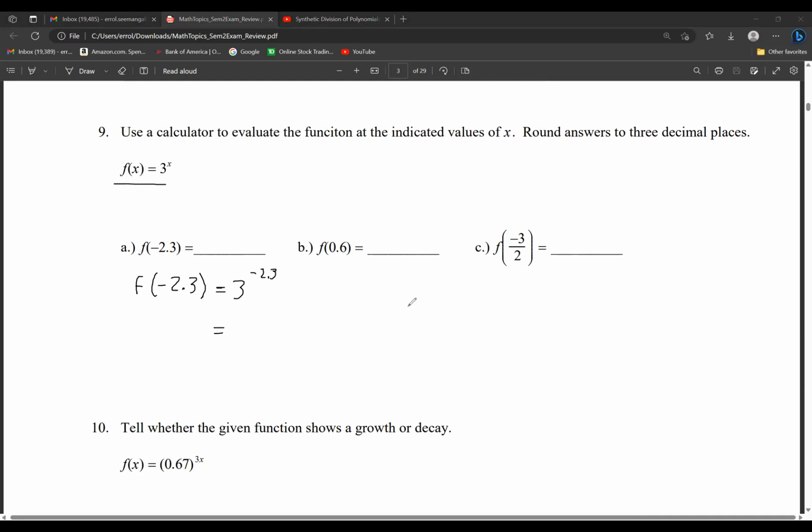Do you have a button on your calculator that looks like x to the y or y to the x? No? All right, let's do it together then, on Google Calculator. So 3 raised to the negative 2.3. All we're doing is taking this number right here and plugging it in where the x is. And then same thing with the others.